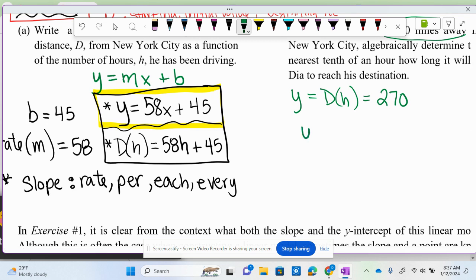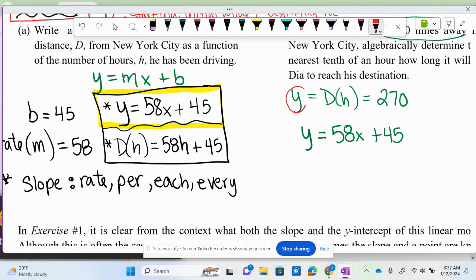So instead of telling you how many hours they drove, they're telling you how far away they are, and you have to figure out how long it's going to take them. So they're going to give you the Y value, and you have to calculate the X, meaning they're giving you the output. You have to find the input. How am I going to do that? I'm going to write this equation for you to look at. Y equals 58x plus 45. You just told me that Y equals what?